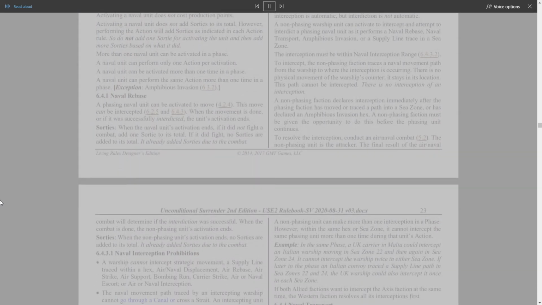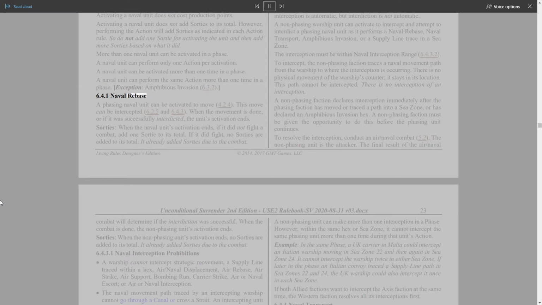Activating a naval unit does not cost production points. Activating a naval unit does not add sorties to its total. However, performing the action will add sorties as indicated in each action rule. So do not add 1 sortie for activating the unit, and then add more sorties based on what it did. More than 1 naval unit can be activated in a phase. A naval unit can perform only 1 action per activation. A naval unit can be activated more than 1 time in a phase. A naval unit can perform the same action more than 1 time in a phase. Exception: Amphibious Invasion as 6.3.2.